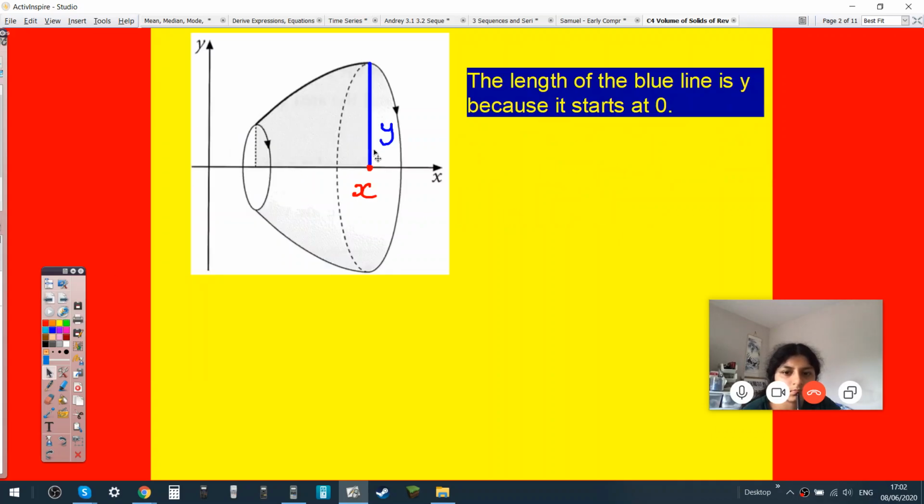How would you find the area of the circle at the front? Pi r squared. Yep. And what is r? Y. So how would you find the area? Pi y squared. Yes. How would you find the area of the first circle? Find the radius, and then pi r squared. You could do that for all of the circles in between and then add them all up, and that would give you the volume.